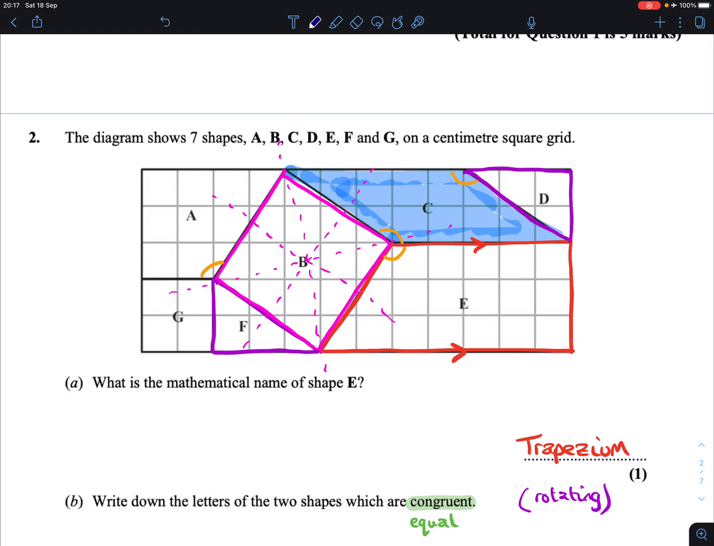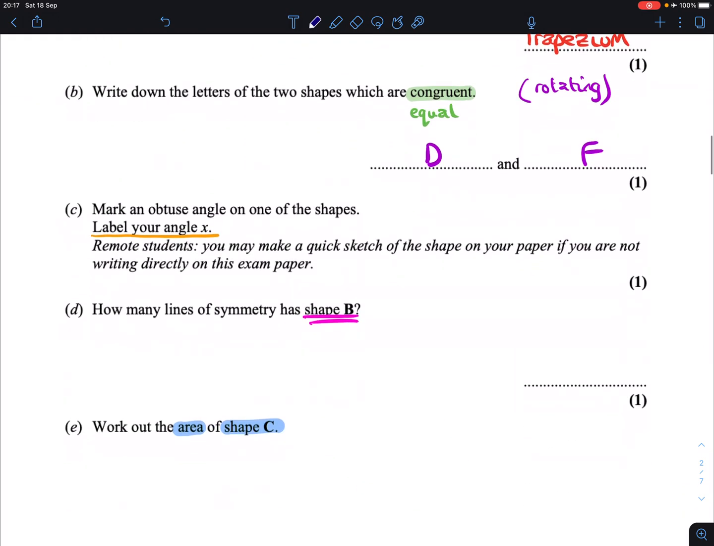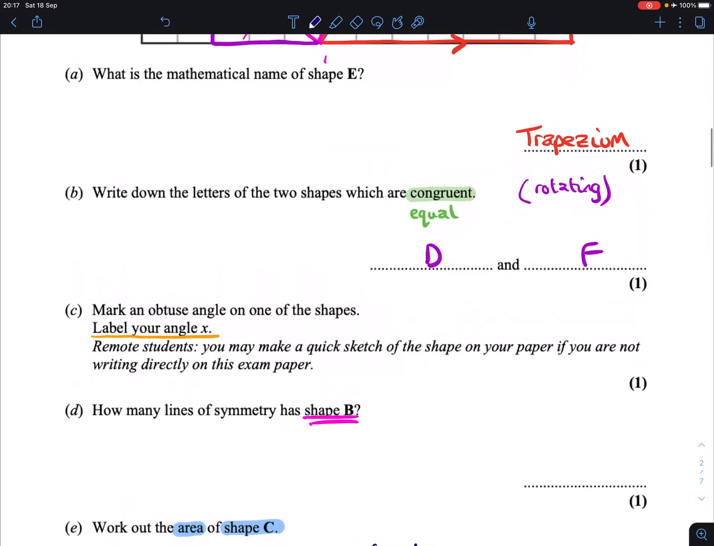However, there's a better, quicker way. C is a special quadrilateral known as a parallelogram. There's 2 pairs of equal sides and they're parallel. The formula for the area of a parallelogram is base times height.